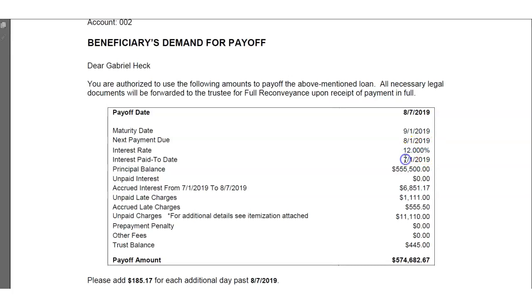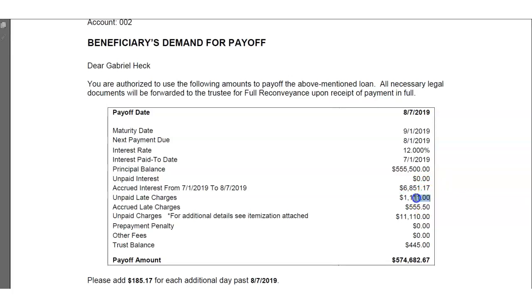Interest rate 12%. Interest paid to 7/1. So that's kind of where it breaks it down for you. So interest was paid to 7/1 on the last payment, but we would still need a payment for this month, and then 7 days of interest as well, because it is the 7th on this note right here. So unpaid interest, we don't have any. Accrued interest from 7/1 to 8/7. So that's going to be your 1 month plus your 7 days of interest on there.